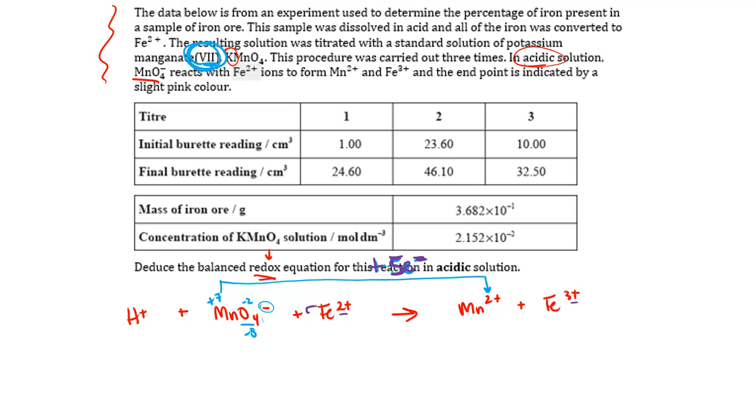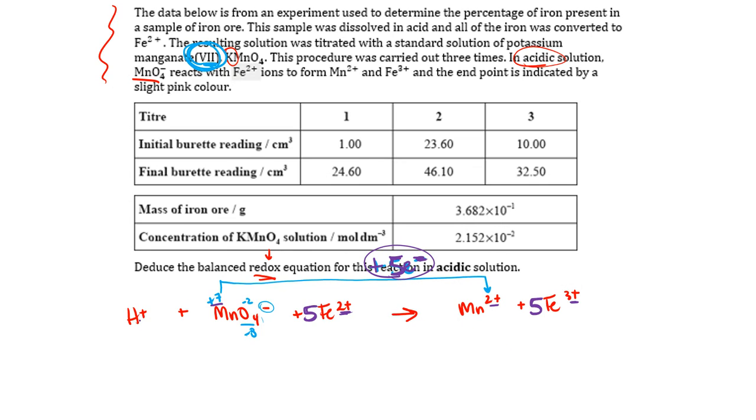And so I'm actually going to throw in 5 irons so that we can balance out those charges. For manganese to go from +7 to +2, it needs 5 electrons. Each iron is only giving up 1 electron, so I need 5 total irons to each give 1 electron to manganese, so the manganese can go from a +7 to a +2. Good. So now we've got the redox part.